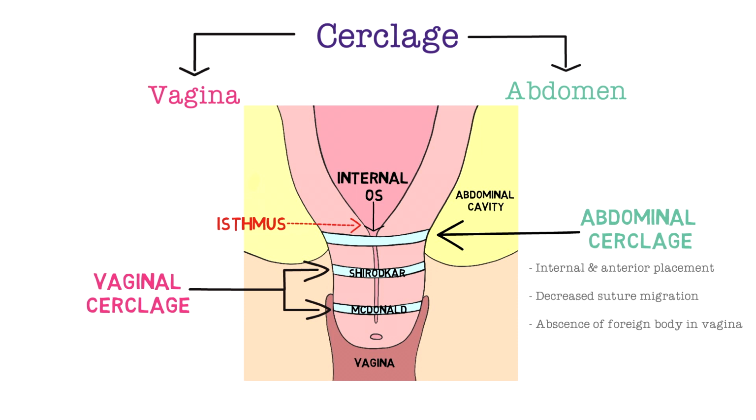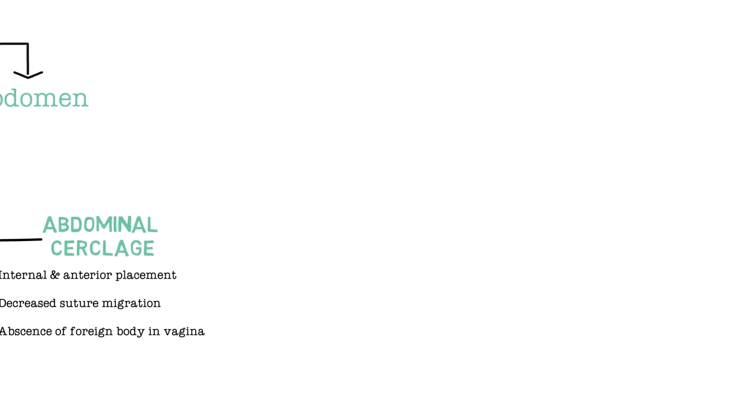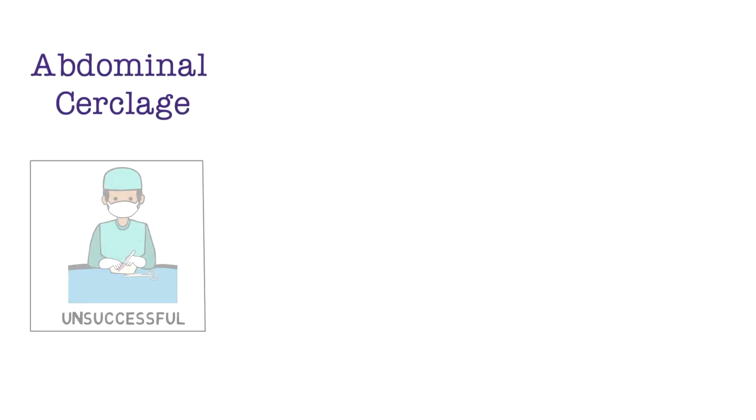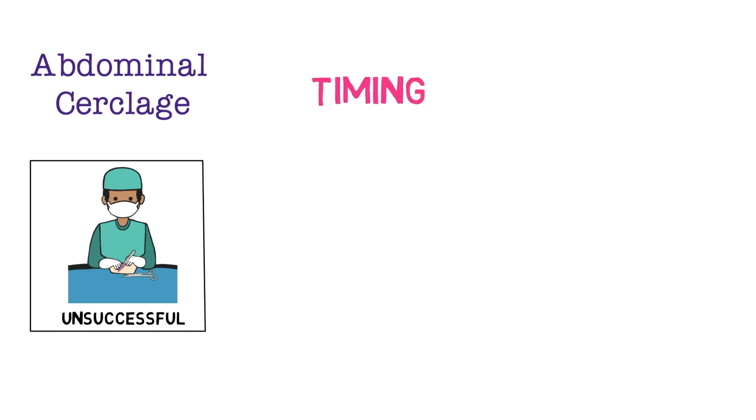This internal and anterior placement closer to the internal os decreases risk of caudal suture migration as the uterus enlarges, and the absence of a foreign body in the vagina that could promote infection and inflammation are possible reasons abdominal cerclages are more effective than vaginal ones. Let's discuss some more specifics about abdominal cerclages.